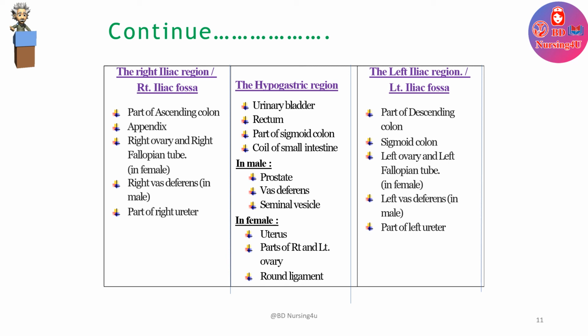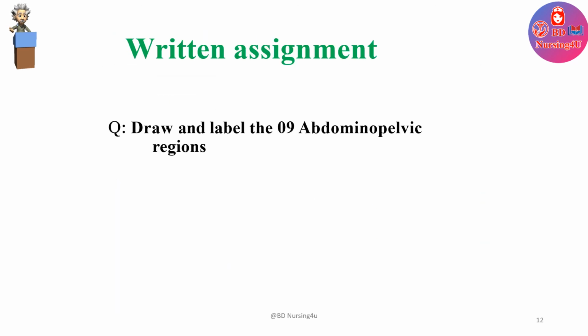The left iliac region or left iliac fossa: part of descending colon, sigmoid colon, left ovary and left fallopian tube in female, left vas deferens in male, part of left ureter. Written assignment: draw and label the 9 abdominopelvic regions.